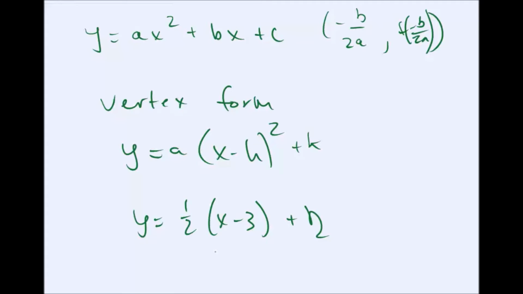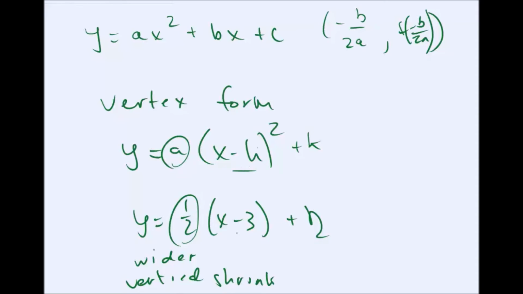Now, vertex form is very similar to what we learned about in Chapter 2 with absolute value equations. The a value tells us if the graph is stretched vertically or shrunk vertically, like if it's steeper or wider. Of course, with the 1/2, it's going to be half as steep, so there's a vertical shrink, or we'll just say wider. Vertical shrink.